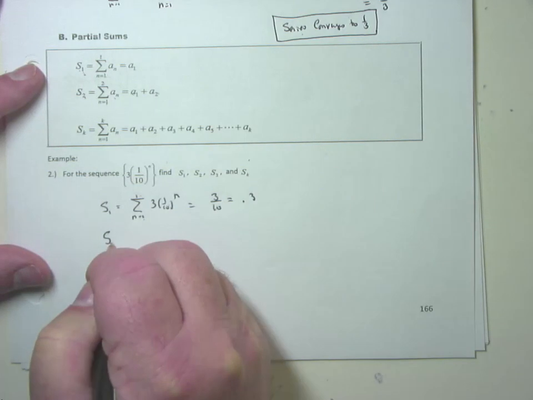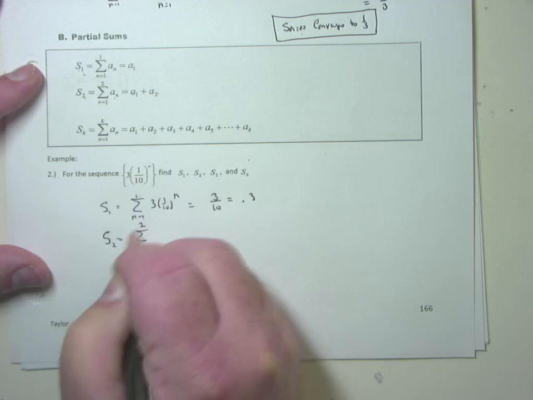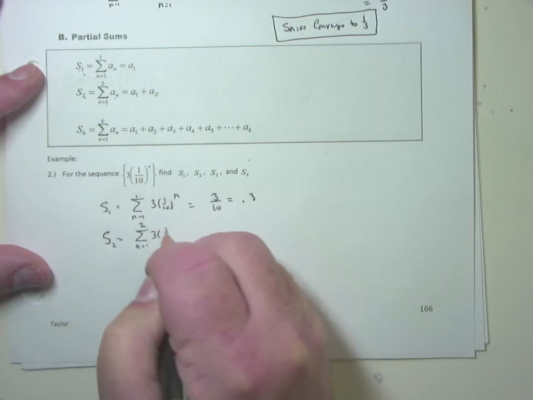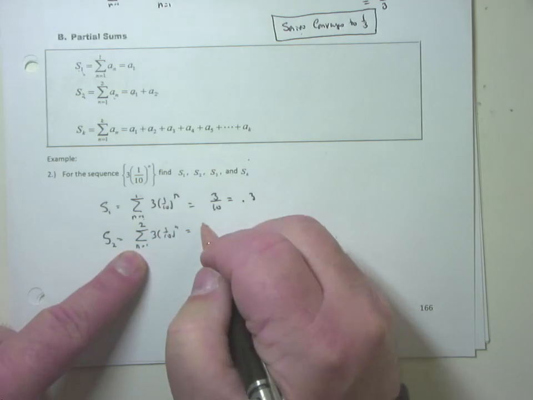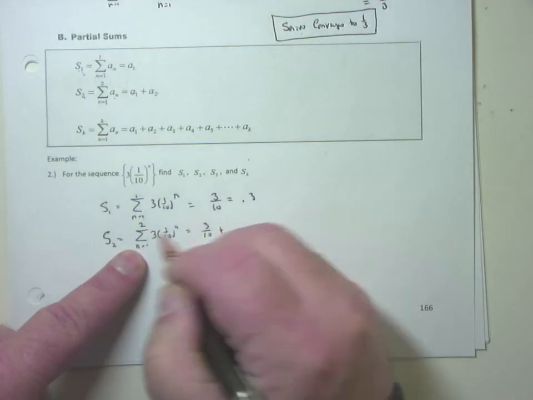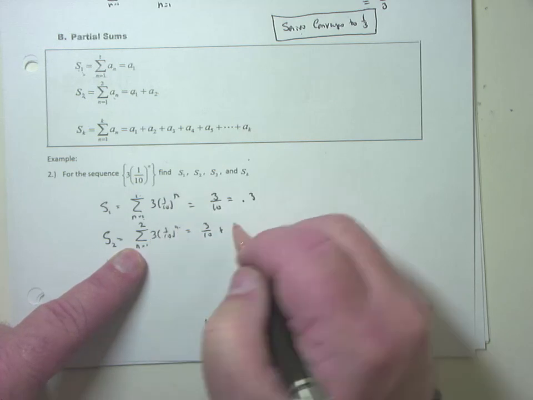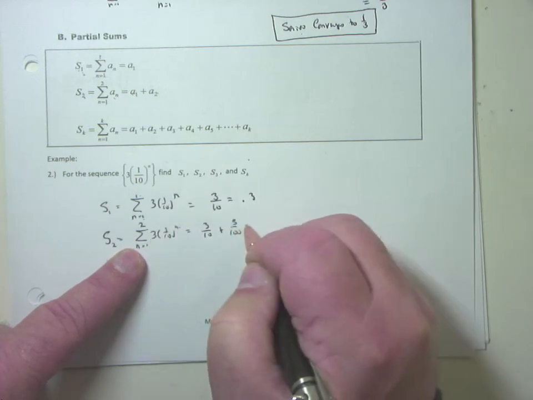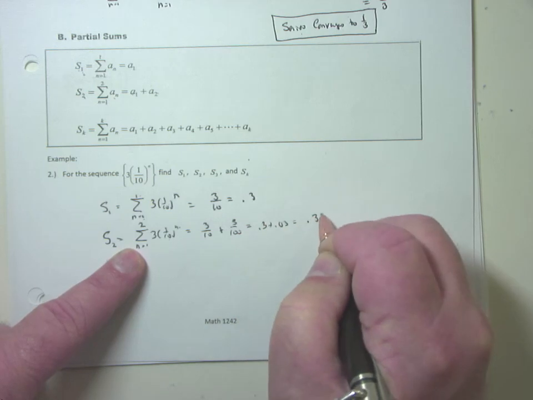What would S2 be? That would be the sum as n goes from 1 to 2. You stop at 2 of 3 times 1/10 to the n. So you start, plug in 1 first. This will be 3/10 plus, then you plug in 2. 1/10 squared is 1/100, so it'll be 3 times 1/100, which is 3 over 100. That would be 0.3 plus 0.03, which would be 0.33.